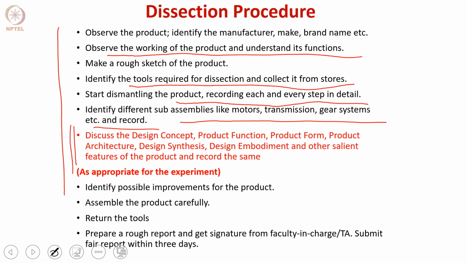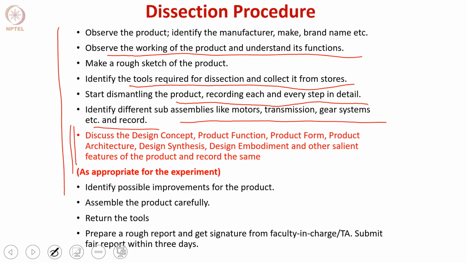So once you have completed the dissection process, you discuss the design concept employed for each and every part, and look at what is the function of each part, what kind of concept is employed, and what kind of shape was given by the designer for that particular part, and then look at the overall architecture of the product. Is the product all individual parts, or are there some modules which can be separately taken out? All those things can be analyzed after the dissection, and then note down all this information in the notebook.